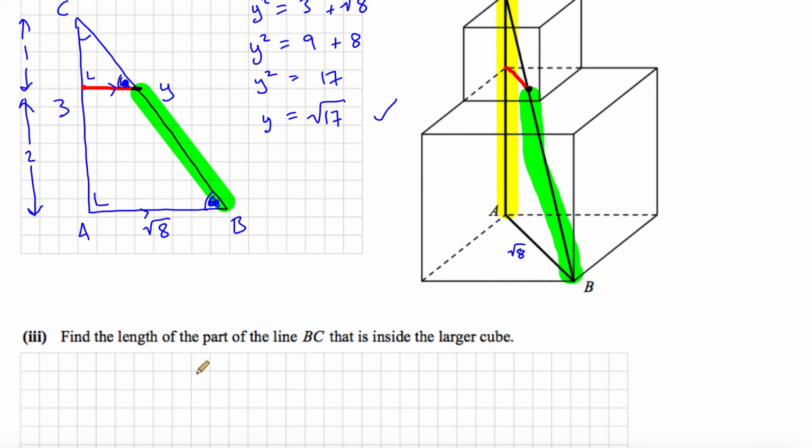So we can say that the answer then will be 2/3 of the root 17. And when we put that in our calculator, 2/3 of root 17, that just simplifies to 2 root 17 over 3. So that's the length of the green section of the line. And that's the end of question 9.